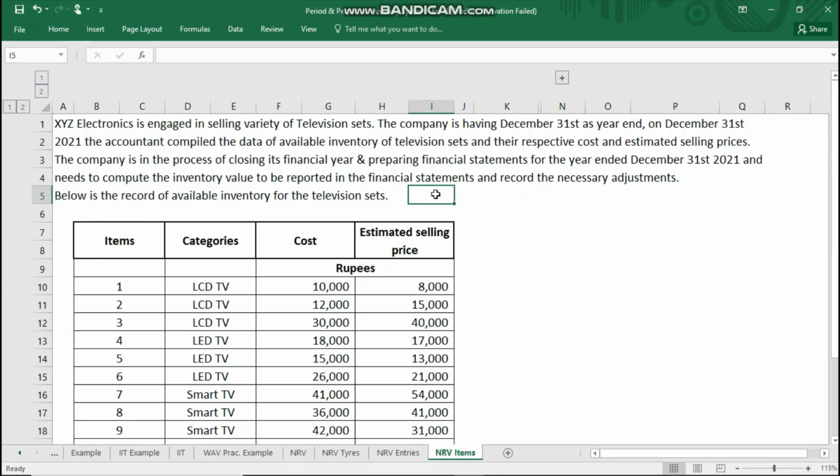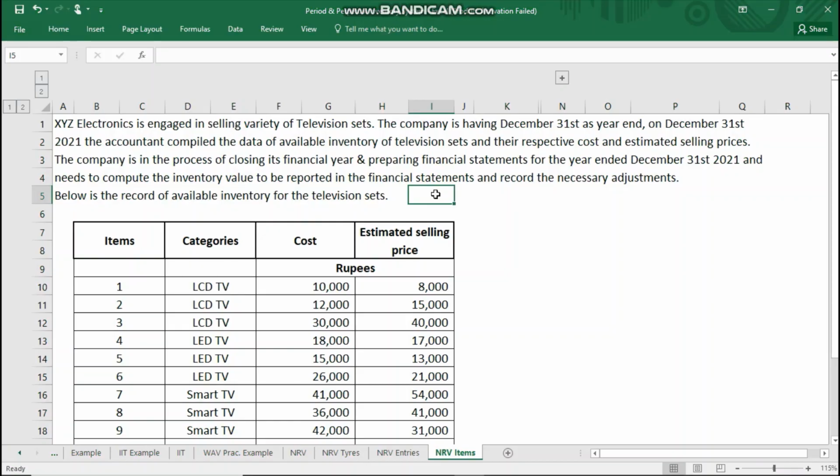Okay. So far we have discussed that in the data we were given the cost of the inventory and the net realizable value of the inventory, and we have to compare both of them, and the lower of cost and NRV, we have to record whichever is lower. And we have to record the journal entries accordingly. So that's the area we have covered so far.